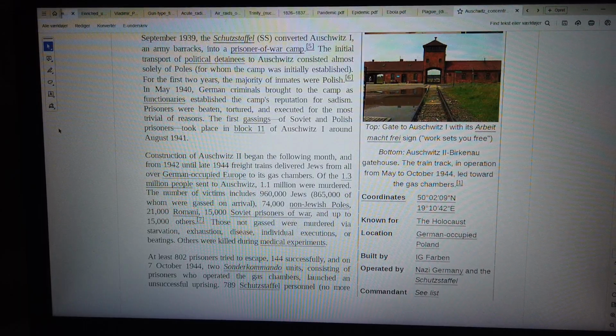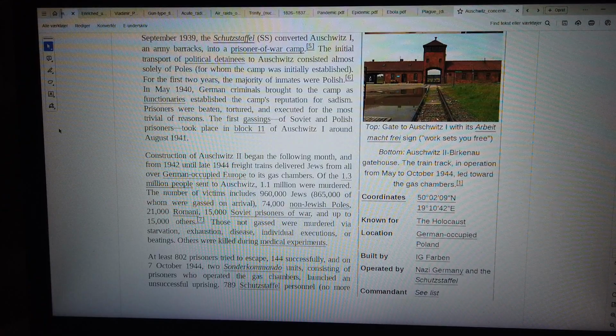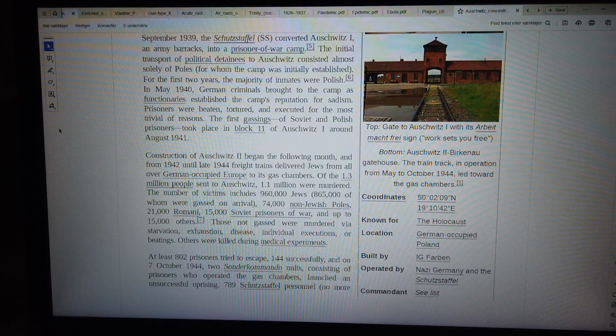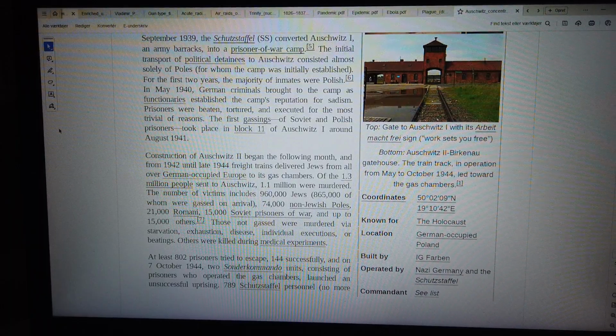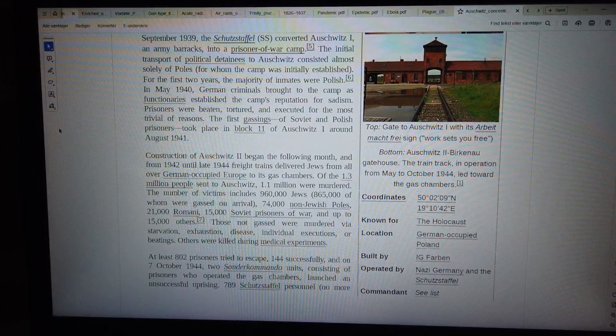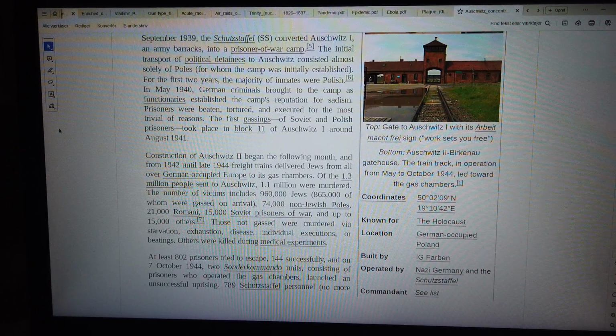Others were killed during medical experiments. At least 802 prisoners tried to escape, 144 successfully, and on 7 October 1944, 2 Sonderkommando units, consisting of prisoners who operated the gas chambers, launched an unsuccessful uprising. 789 Schutzstaffel personnel, no more.